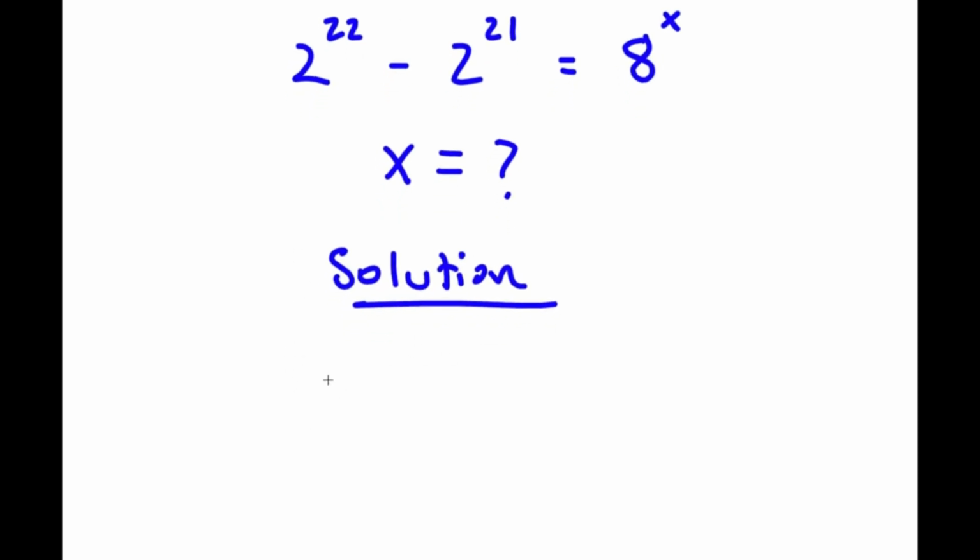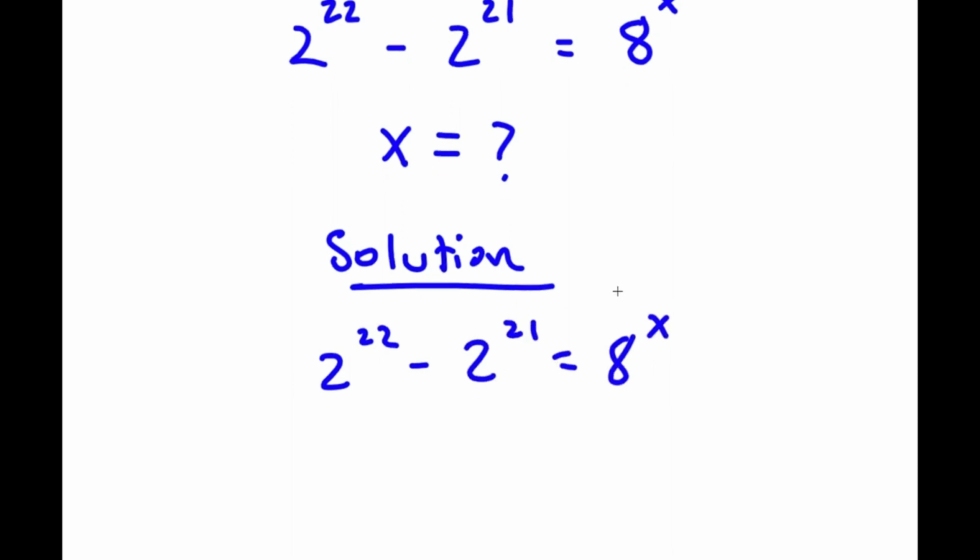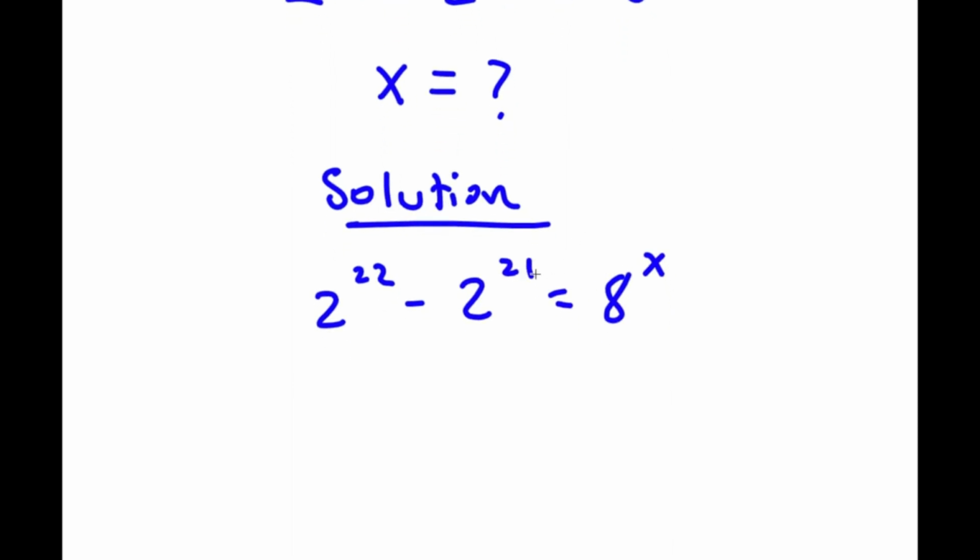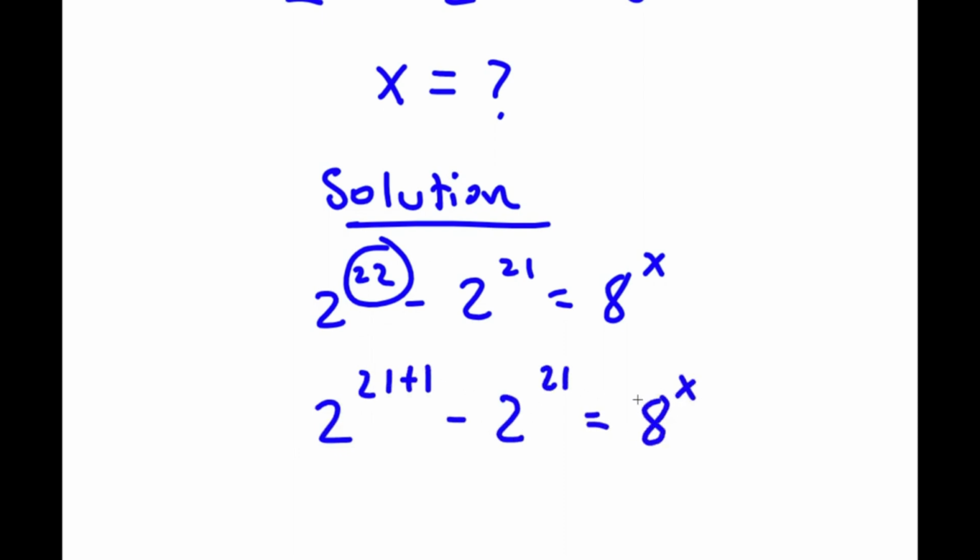first start with 2 to the power of 22 minus 2 to the power of 21 is equal to 8 to the power of x. Now, 22 here is the same thing as 21 plus 1. So I'm going to rewrite this as 2 to the power of 21 plus 1 minus 2 to the power of 21 is equal to 8 to the power of x.